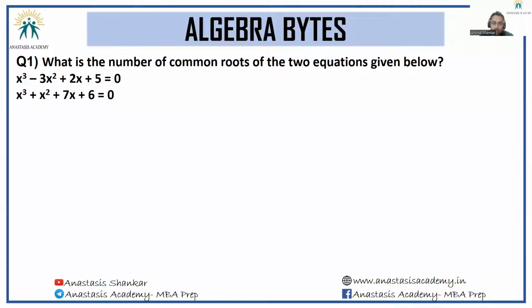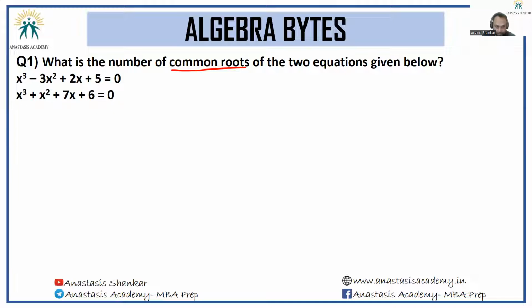Let's look at the solution of algebra bites. What is the number of common roots of the two equations given below? Here, these two equations. If they have common roots, first let's identify what are the common points where they intersect. Wherever they intersect, the value of the function would be equal. So this is equated with this.